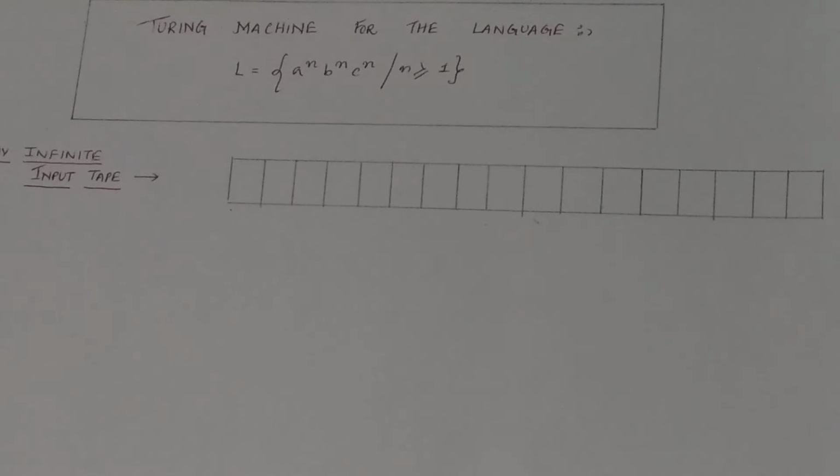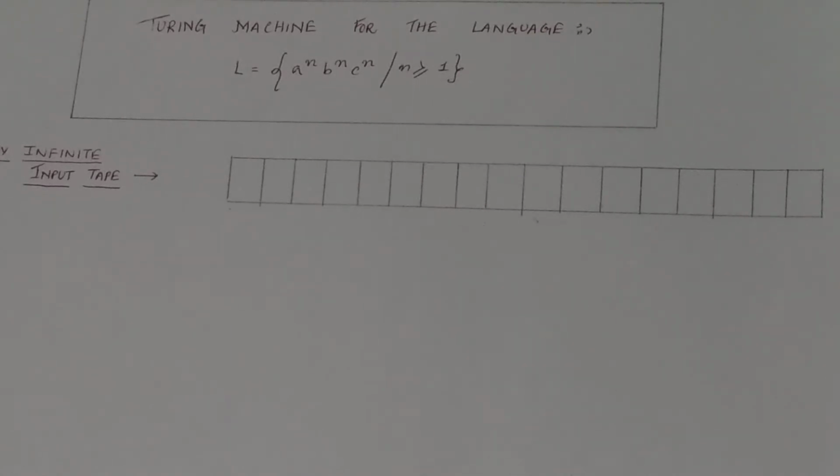In my previous lecture we saw an example of a language from which we were able to construct a Turing machine, and the language was a to the power n, b to the power n, where n is greater than or equal to 1. In this lecture, we will look at a slightly extended version of that example, adding one more string, c to the power n. We will look into the construction process in depth. So let us start.